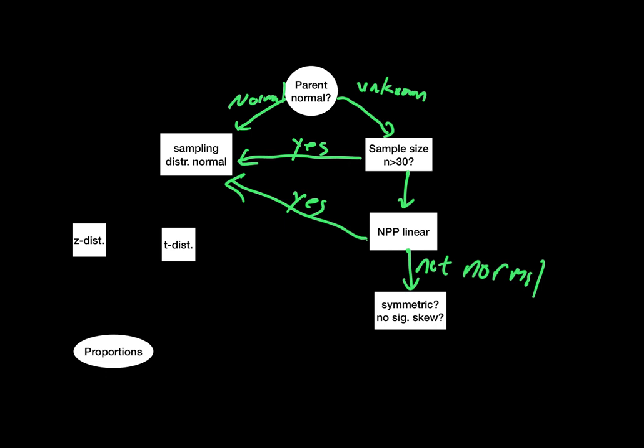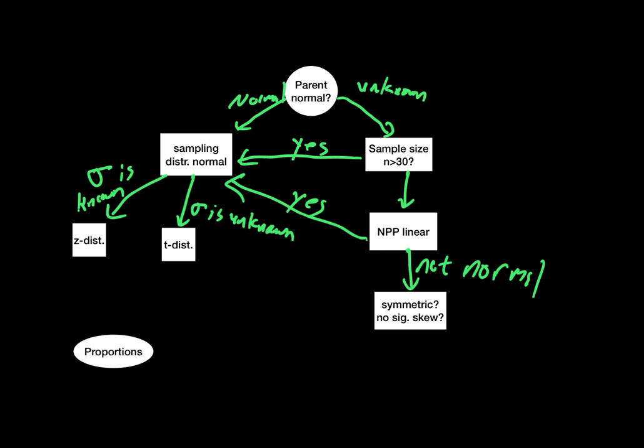So then over here, sampling distribution, if I know sigma, if sigma is known, we're going to use the z distribution, and that's the one we've been using so far. If sigma is unknown, we're going to use what's called the student's t-distribution, or just the t-distribution.